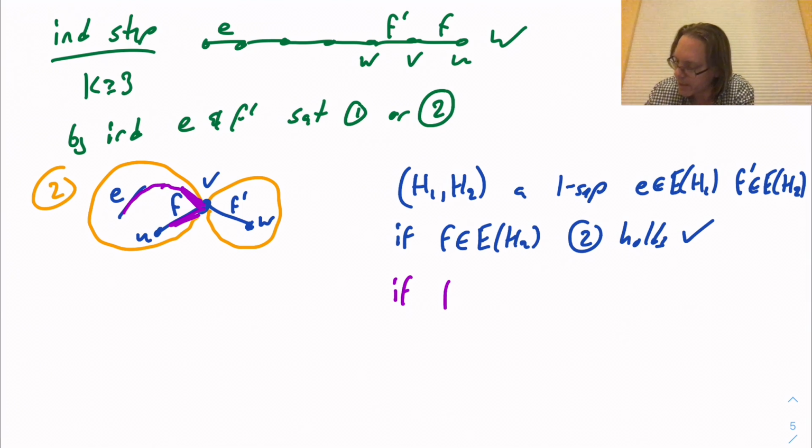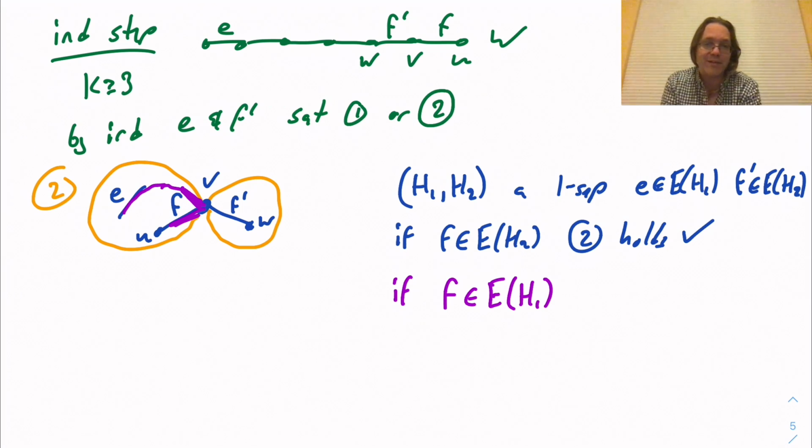So if F is an edge of H1, well, then that's just silly. Then there's a shorter walk from E to F that does not use the edge F prime. In fact, what you can do is you can just follow along your walk till you first come to the vertex V, and then just add the edge F.